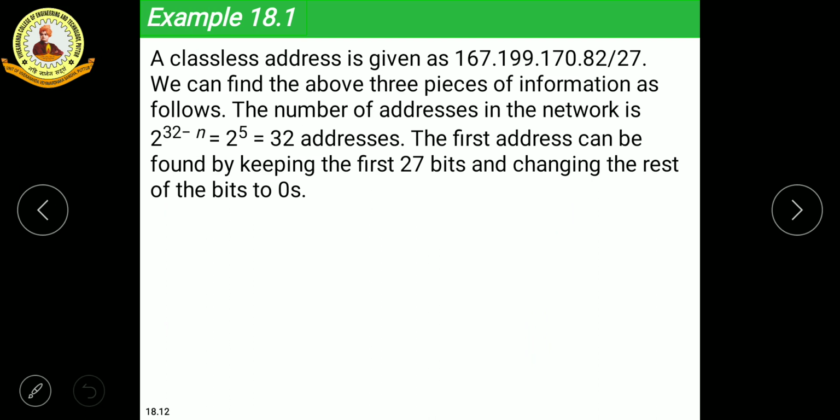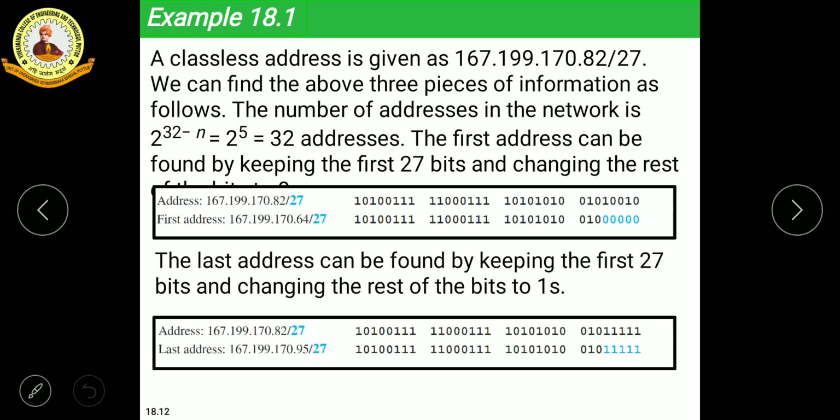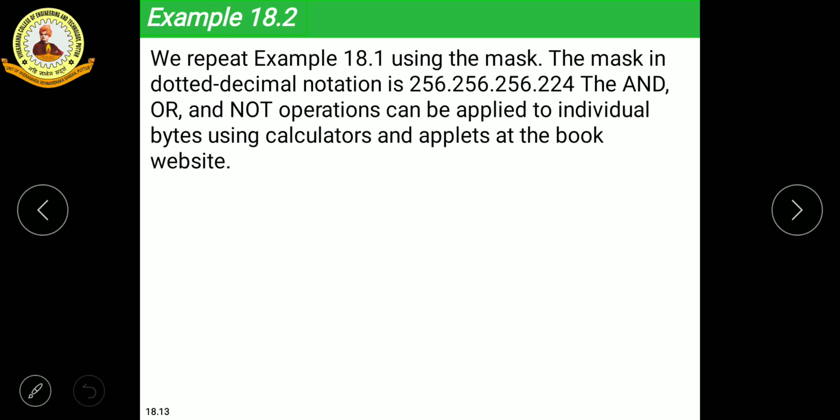The first address can be found by keeping the first 27 bits and changing the rest of the bits to zeros, like this. This is the first address. And coming to the last address, keep all the bits as they are up to 27, then change the last 5 bits to 1. If you change these last 5 bits to 1, then it is the last address. If you change these last 5 bits to 0, then it is called the first address. Right, this is all about classless interdomain routing.